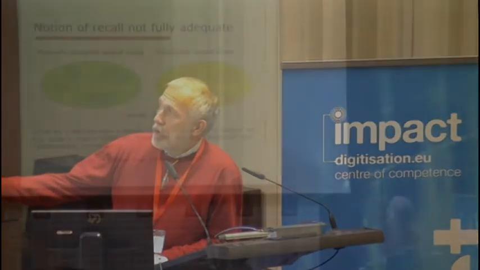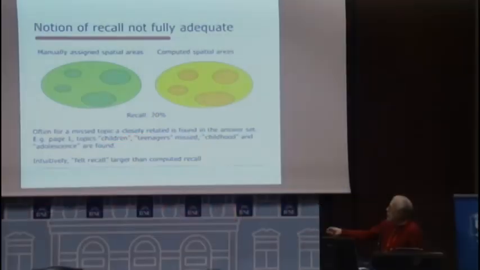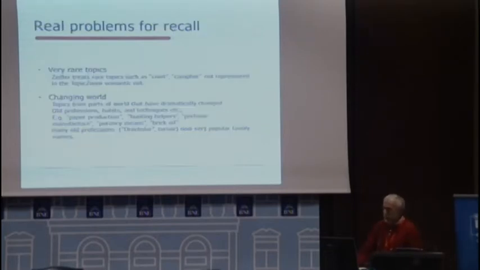This points to a difficulty which we have in finding appropriate evaluations here. And in fact, in one page, for example, manually extracted topics were children and teenagers, and they were missed, but we found childhood and adolescence as topics in the automated output, which did not contribute to the recall here. So this means that intuitively the felt recall, which we cannot compute, is larger than the computed recall.